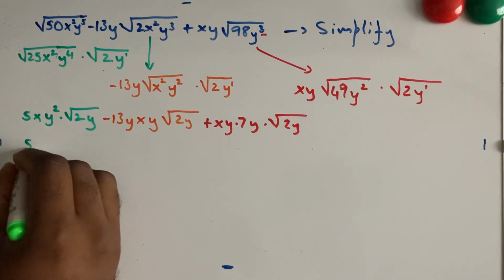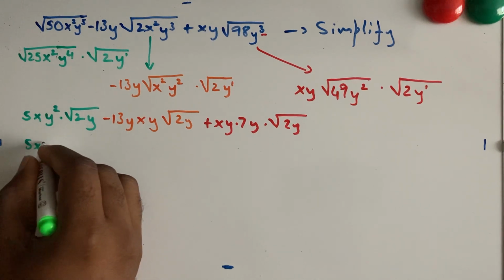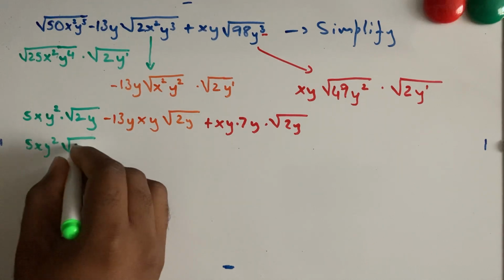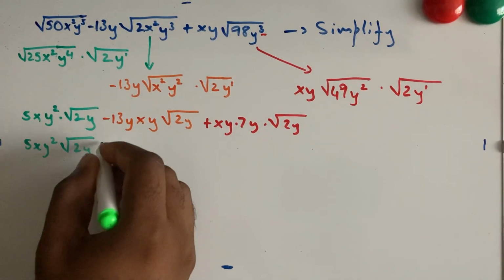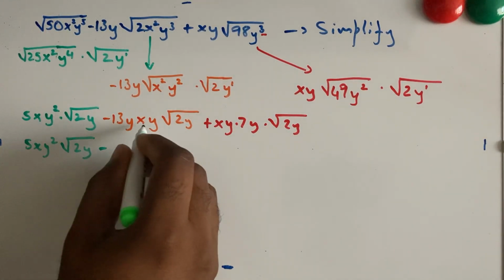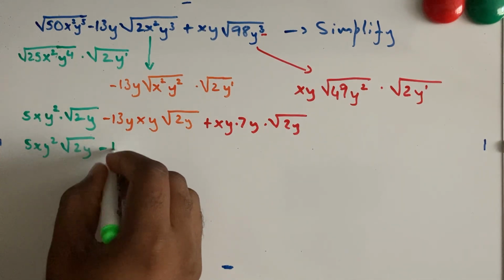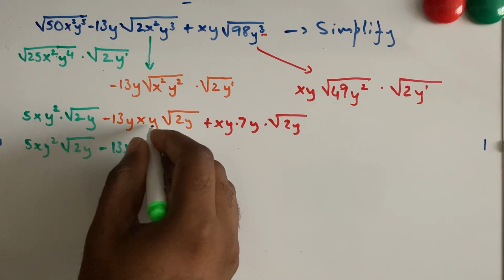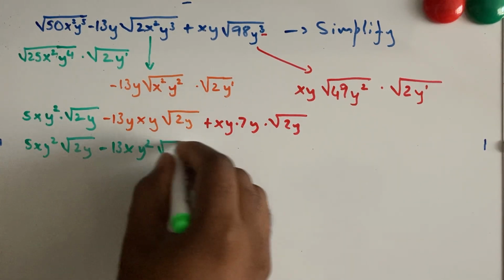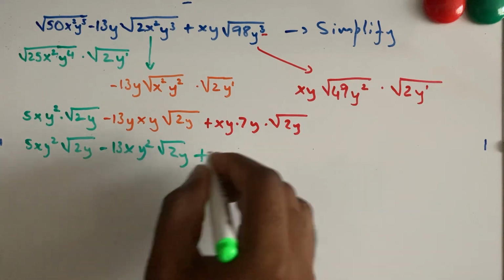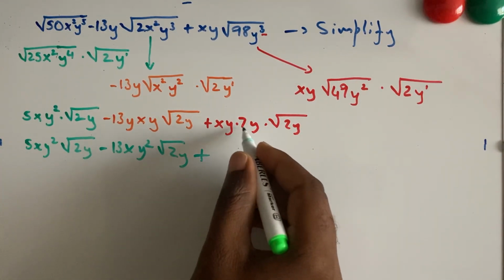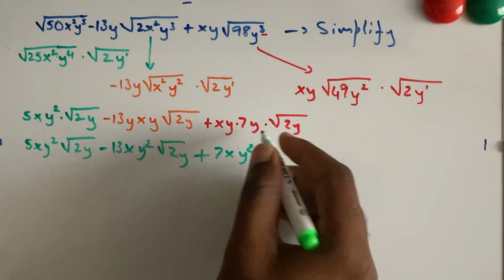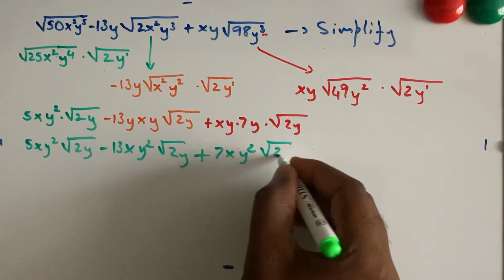Now, 5xy squared times square root of 2y, minus, now 13y times x y, this is 13xy squared, because y times y is y squared. Then square root of 2y plus xy times 7y is 7xy squared, because you have 2 y's here, so you add the exponent, square root of 2y.